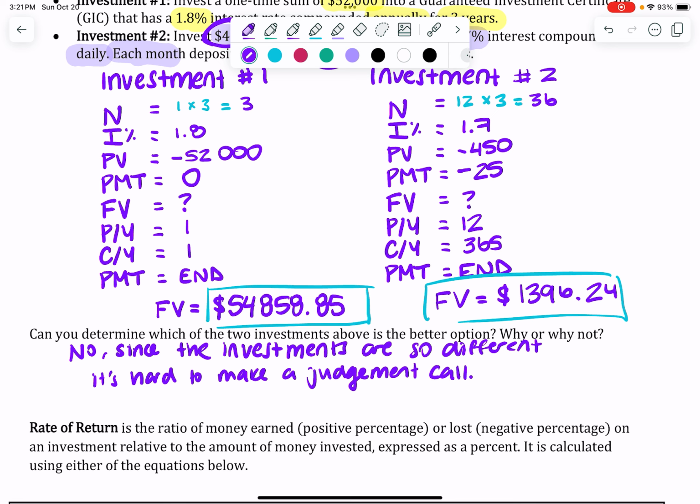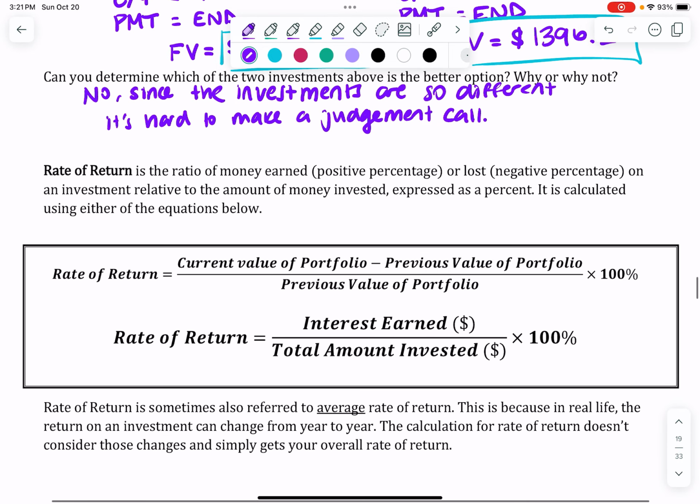But anyway, so we're looking at the ratio of money earned or lost on an investment relative to the amount of money invested. Rate of return is expressed as a percent, and we're going to be calculating it using the formula below. So here's my formula. Now, why do I have two? I have two because the top one is actually the formula given to us on our formula sheet.